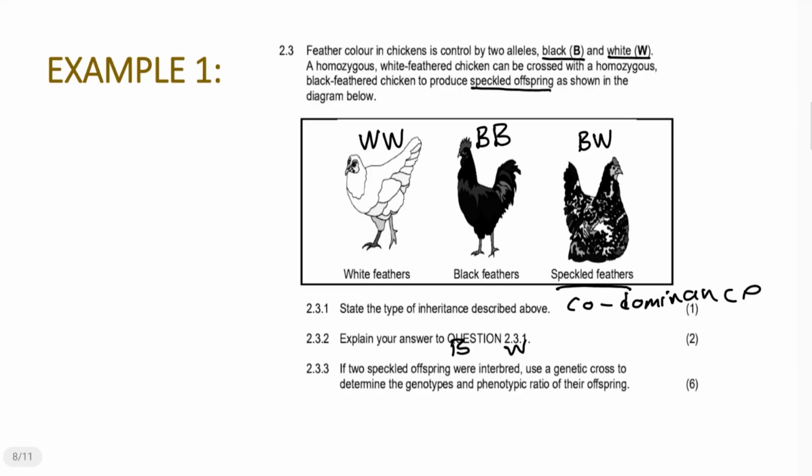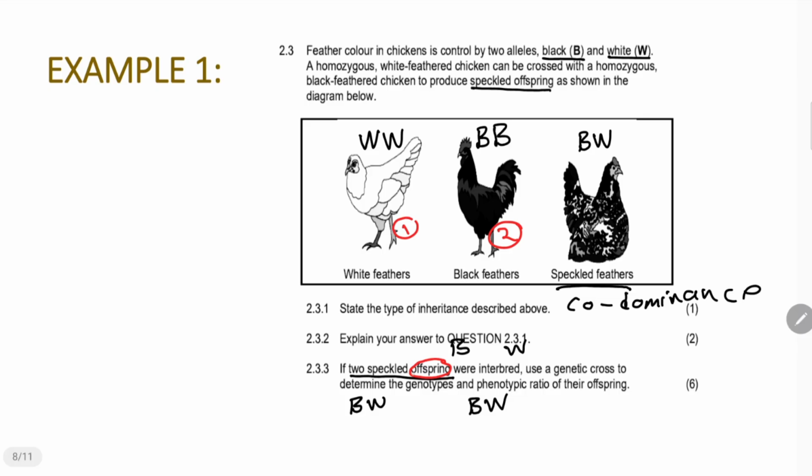2.3.3. If two speckled offspring were interbred, use a genetic cross to determine the genotypes and phenotypic ratio of their offspring. So here we're performing a genetic cross and we're using two speckled offspring. So if they are both speckled feathers, it tells us that their genotype is capital letter B, capital letter W, capital letter B, capital letter W. But there's a very important thing to note here. What we are crossing now is the offspring. So it is the offspring of these two chickens, of chicken 1 and chicken 2. So these offspring now are going to act as parents.